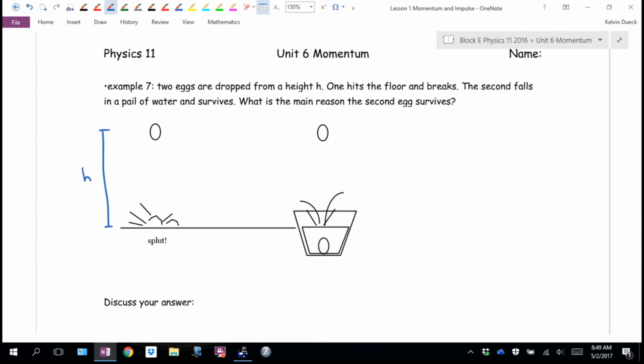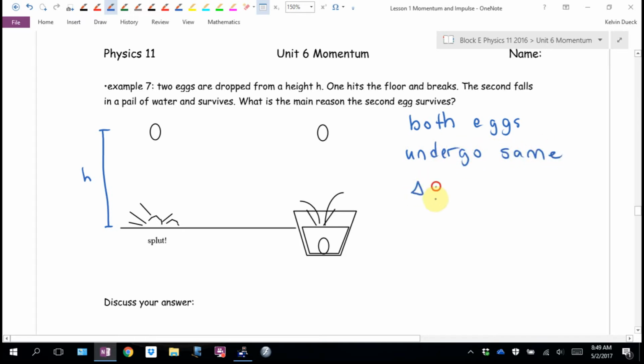So let's start out with some concepts here. I think we're going to say this. Both eggs undergo the same change in momentum.